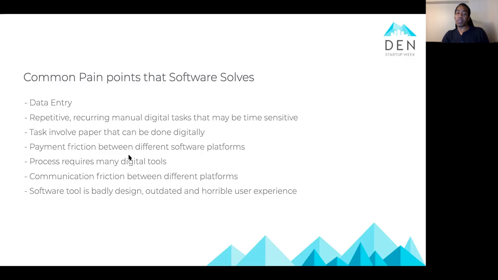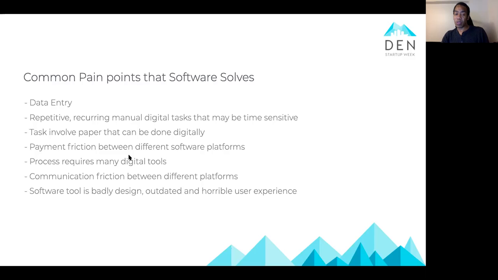Payment friction between different software platforms. A good example of that is like Shopify connected to Instagram. You have people on Instagram who are viewing photos of, for example, clothing, and people on Shopify are basically selling it. You could have an app that connects those two things. So it's reducing payment friction between those two products.